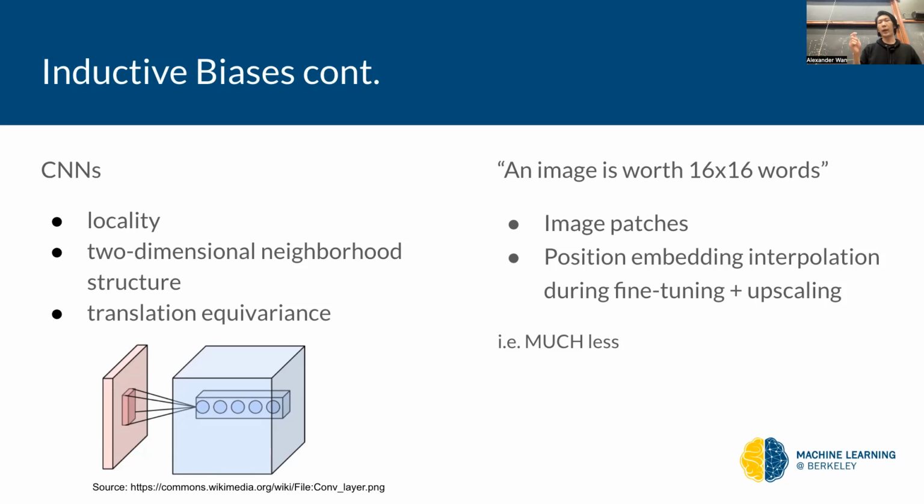And then you also have the inductive biases for ViTs. The only ones that you have are image patches. If you're splitting your image into patches, you're assuming that it's a 2D image, right? And then also positional embedding. Don't worry too much about this, but there's position embedding interpolation during fine-tuning.